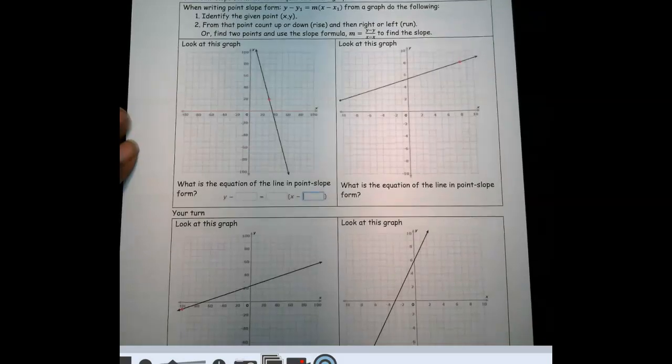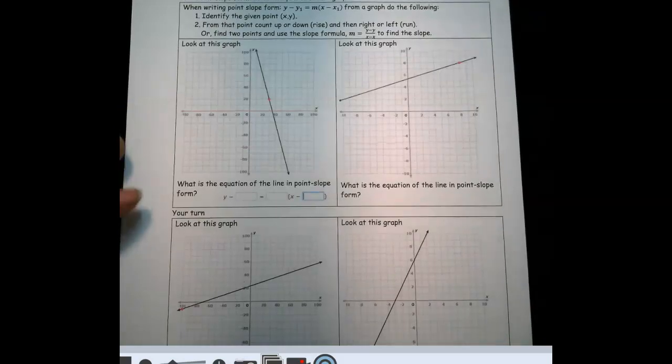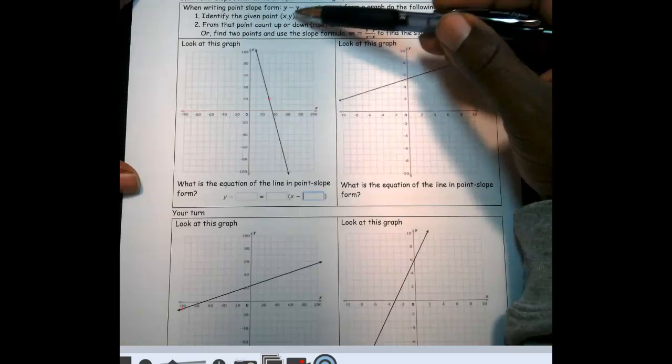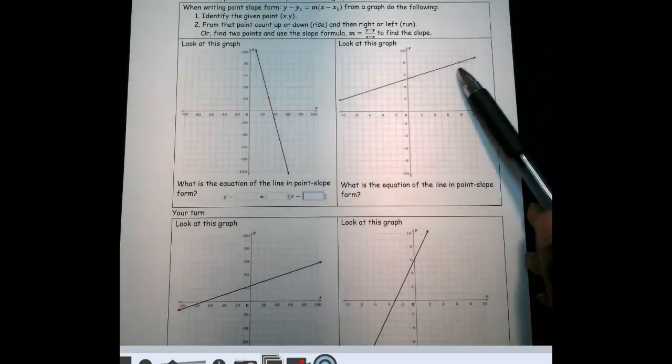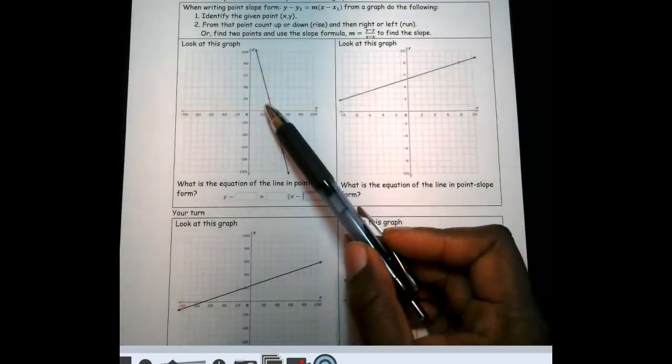All right, now we're going to look at point-slope form and writing the equation from a graph when we have point-slope form. So again, I'm giving you some hints. The first one is to identify the given point or the ordered pair. So you're going to be looking, especially if you're looking at IXL or some other type of document, to see where they have actually given a point.